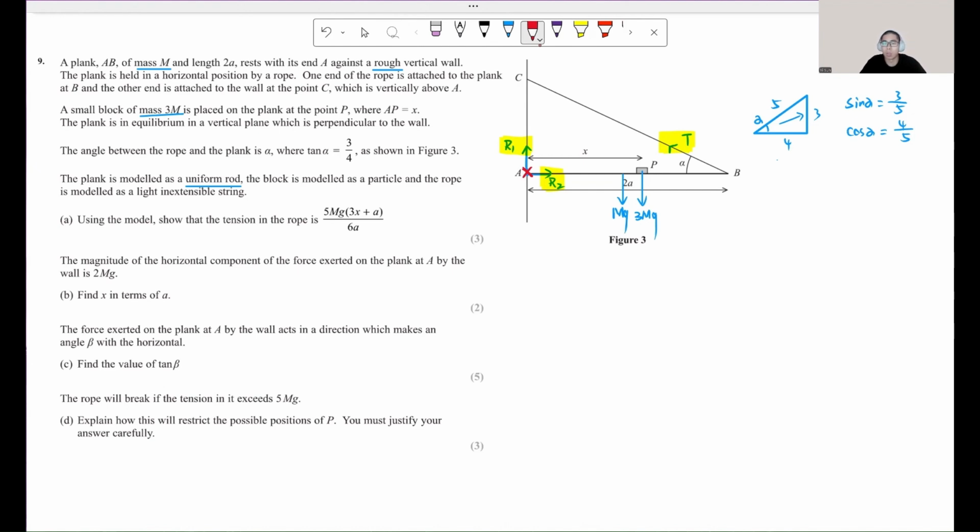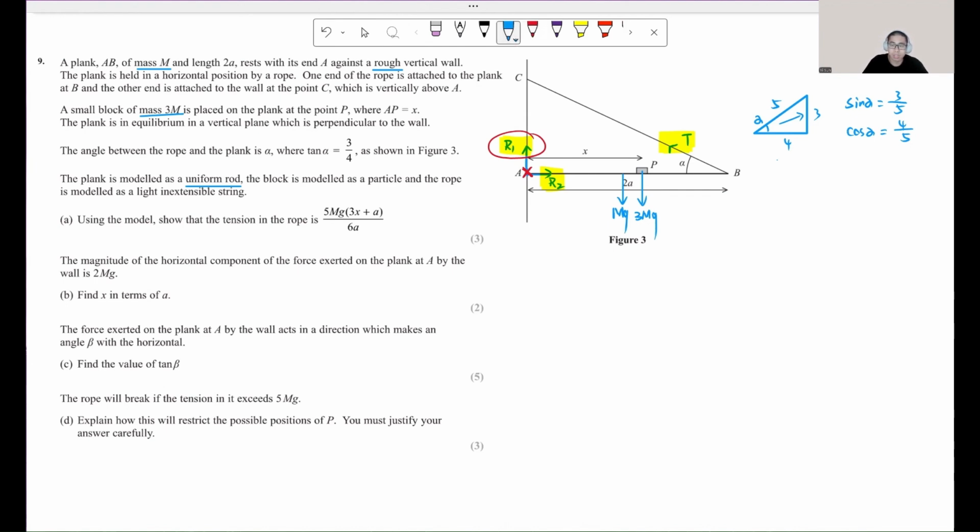So basically there's only one unknown if we take moments at point A, because R1 is on the same line as point A, so its moment will be R1 times 0, because the distance is equal to 0. And so does R2. The moment of R2 about point A will be R2 times 0, because it's on the same line. Therefore, it's only the tension, mg, and 3mg we need to worry about.